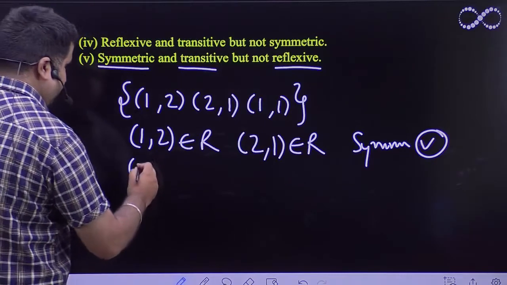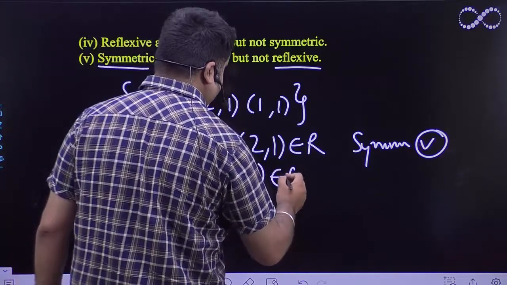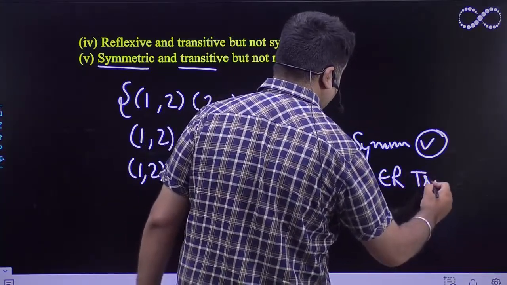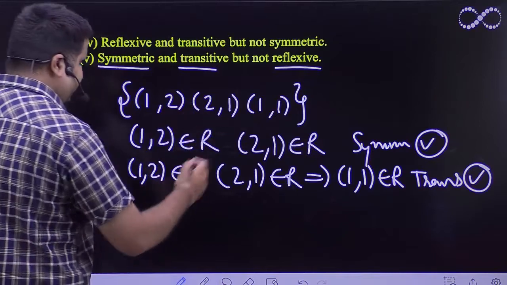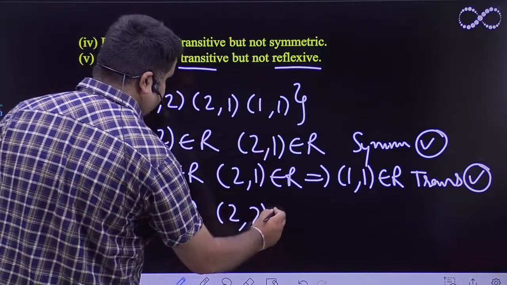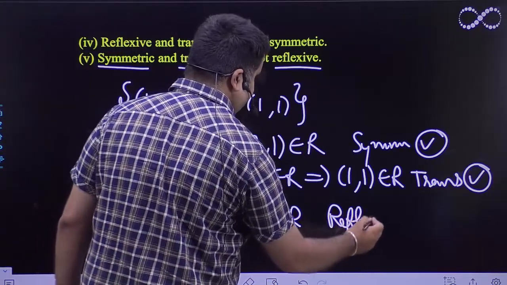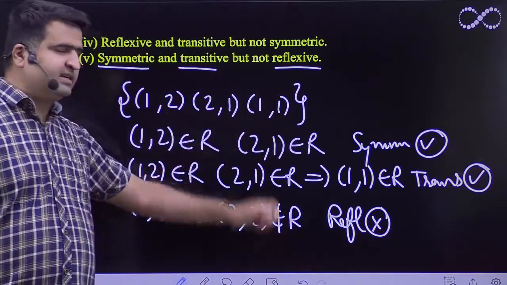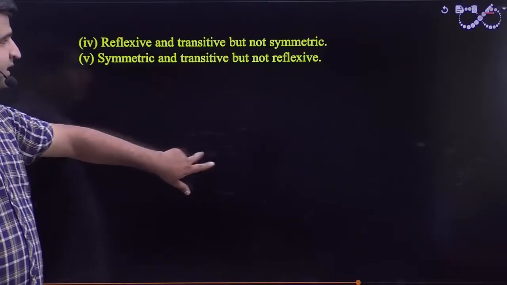Now, 1, 2 belongs to R, 2, 1 belongs to R. Subsequently, 1, 1 also belongs to R. Therefore, this is a transitive relation. Right? Now let's check for reflexive property. So 1, 1 belongs to R, but 2, 2 does not belong to R. Therefore, the reflexive property is not satisfied in this question, right? So this is the perfect example which we can give, the simplest example which we can give, right? So I think you will be comfortable with these type of questions now. Let's move on to the next type.